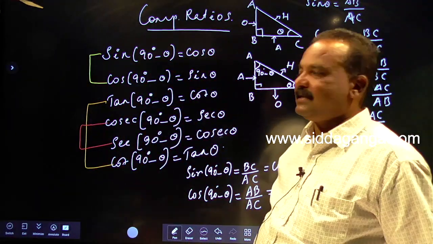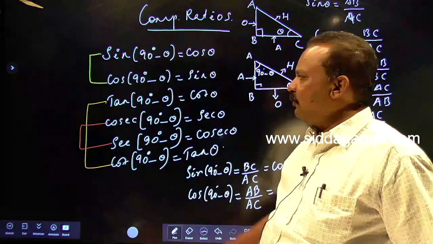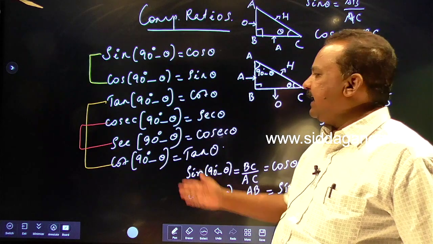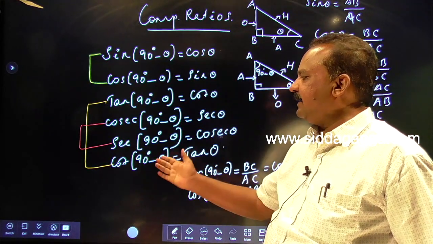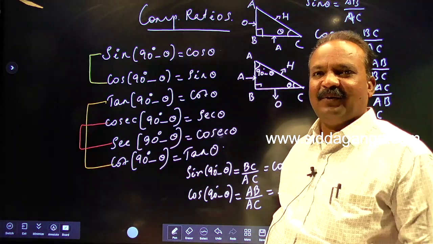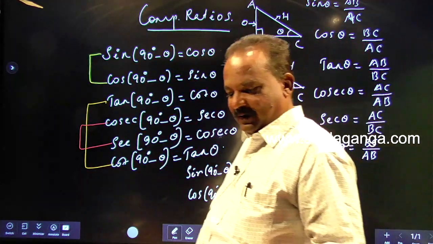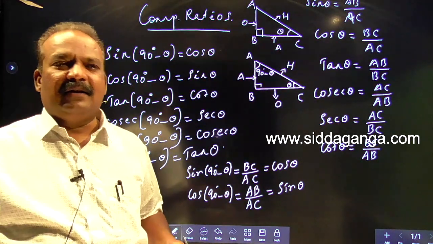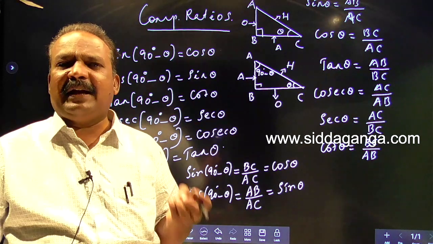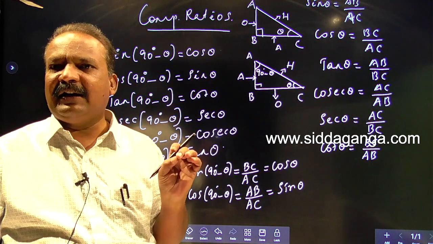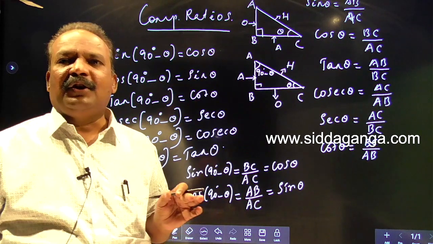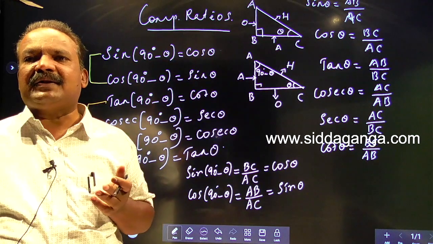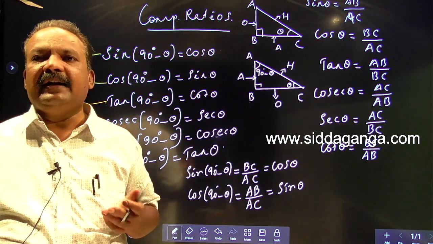Similarly, you can prove these results. Tan of 90 minus theta is equal to cot theta, cosec of 90 minus theta is equal to secant theta, secant of 90 minus theta is equal to cosec theta, cot of 90 minus theta is equal to tan theta. So this is how the journey of trigonometry continues. You have learnt very small things in your 10th standard. In PU, you are going to study in detail the different dimensions of trigonometry and also their applications.